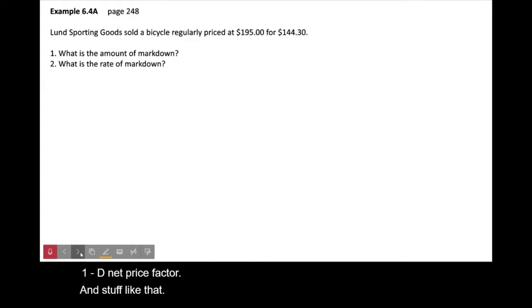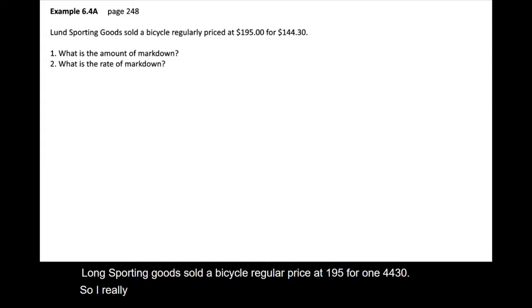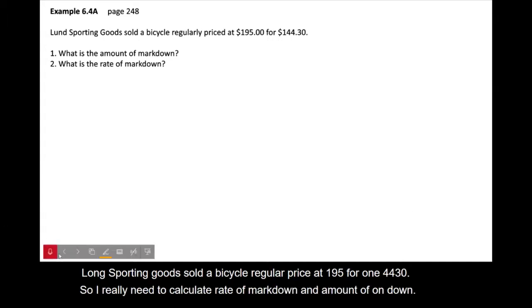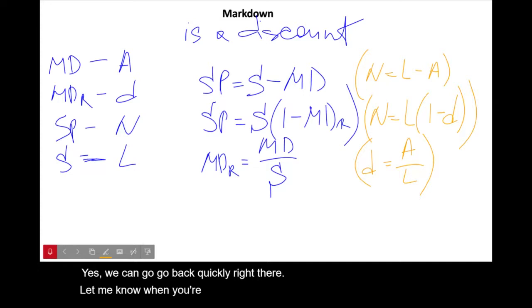Okay, let's practice. Lance Sporting Goods sold a bicycle regularly priced at $195 for $144.30. So we need to calculate rate of markdown and amount of markdown. Yes, we can go back quickly right there. Let me know when you're ready.